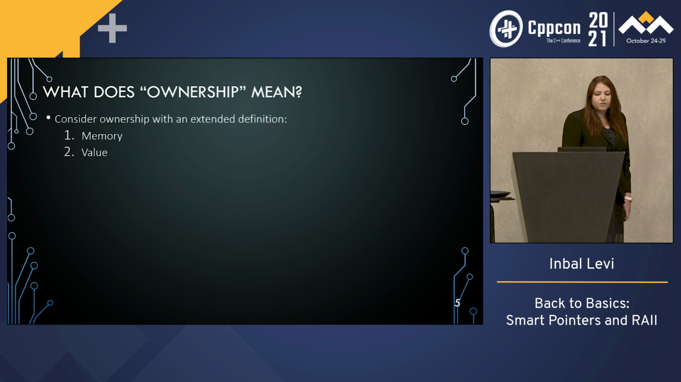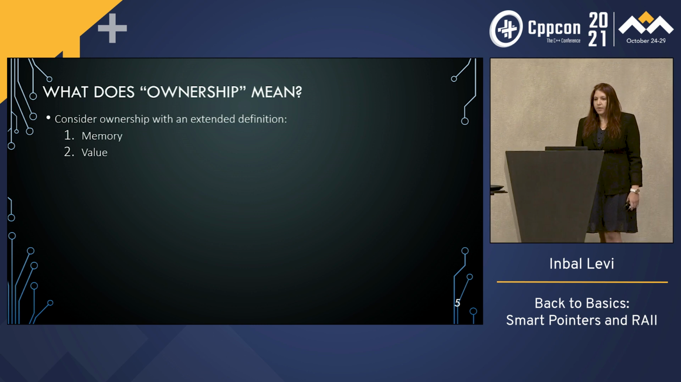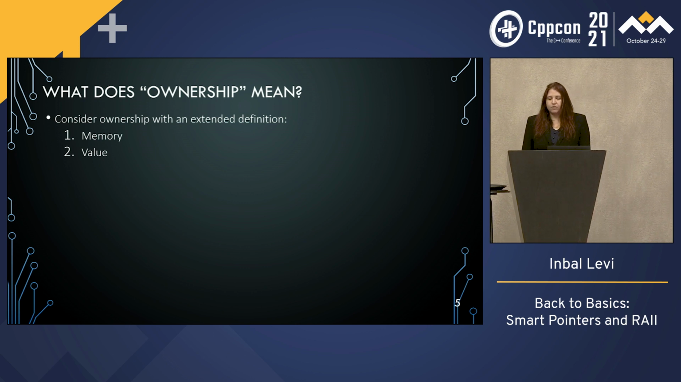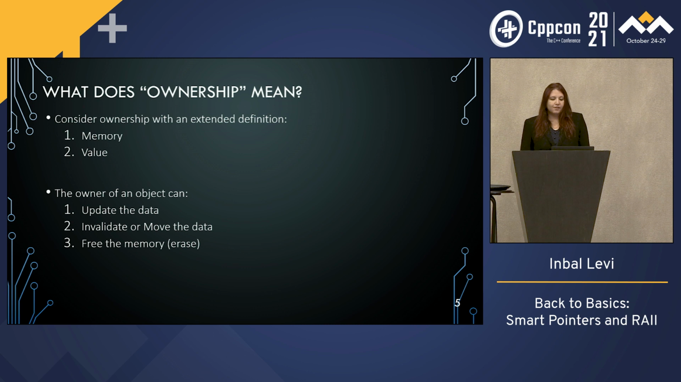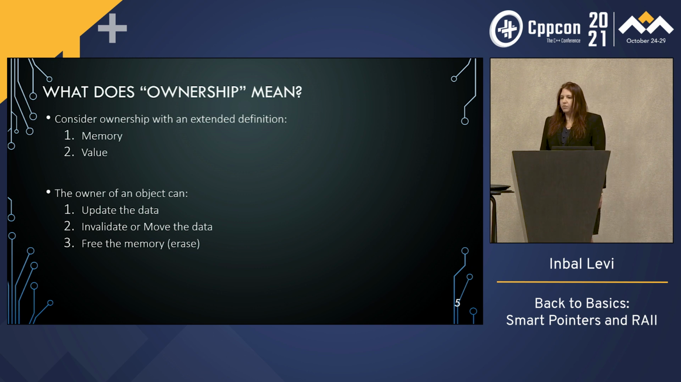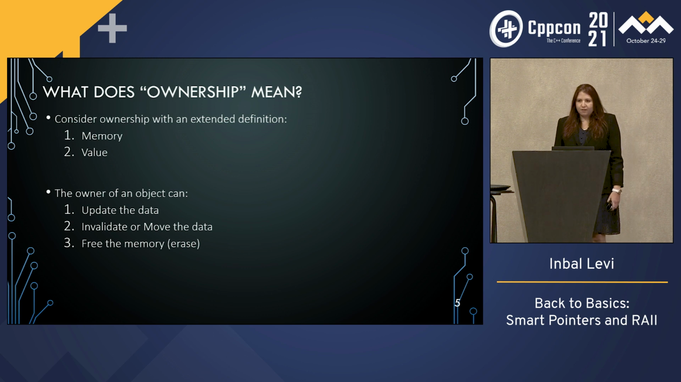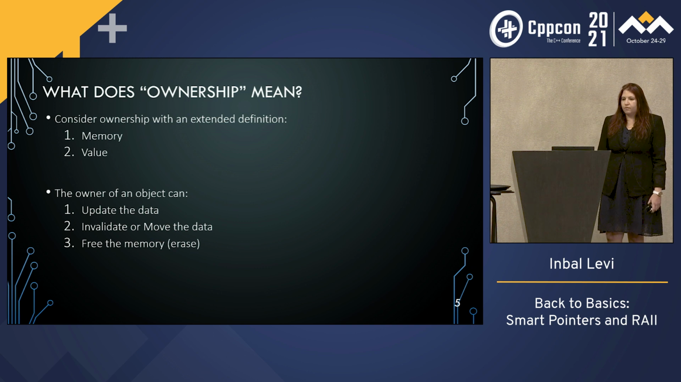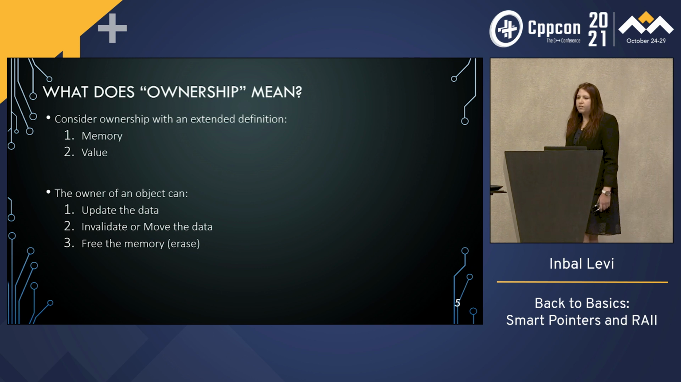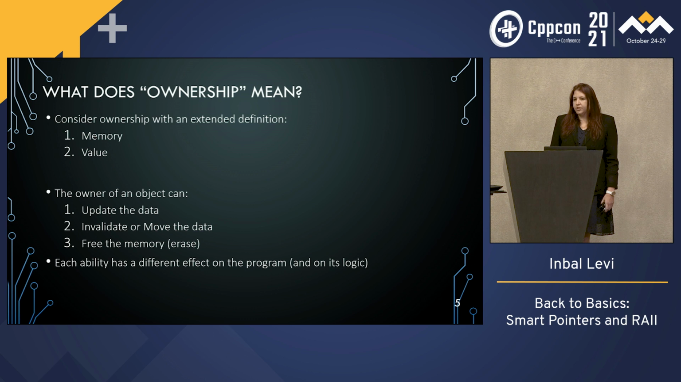And I think we should consider ownership with an extended definition. So usually when people say ownership in C++, they mean the memory. But I also think we should consider the value. So for example, if I have an int that represents a month, I can update the data. I can also invalidate or remove the data. But if my int represents a month, that means that only 1 till 12 are reasonable values. And I can invalidate it if I put 13, for example, even though I still have the memory. So I think it's important to make this distinction between the value and the memory when you think of ownership. Each ability has a different effect on our program and the logic of the program.